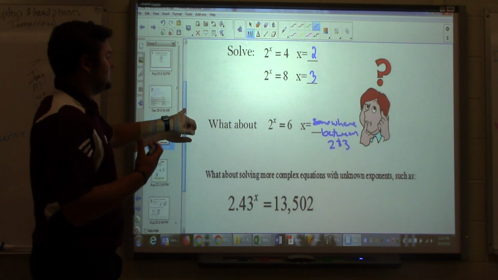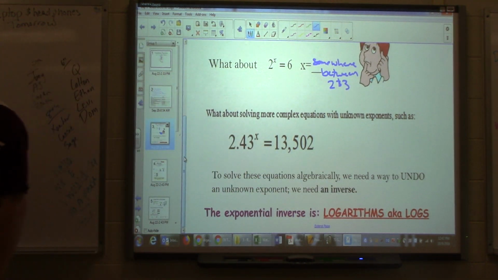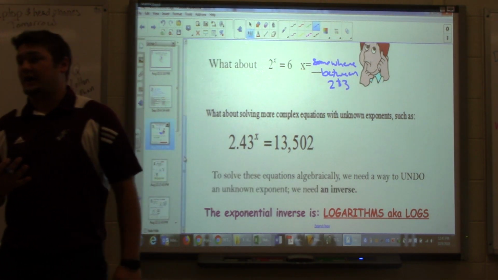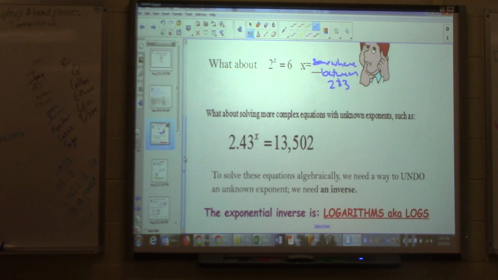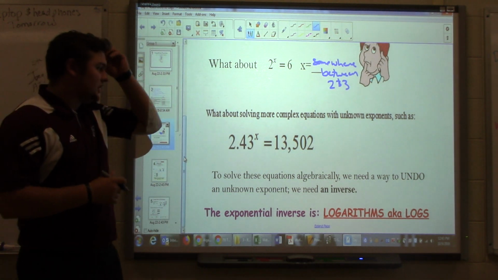So what we're going to do is use logs to help us solve those, especially if we have something more complicated, like 2.43 to the x equals 13,502. We're not going to do that in our head. We can't. Well, if you can, then you're above my pay grade. But we don't know how to do that in our head. So logs are going to help us solve these.